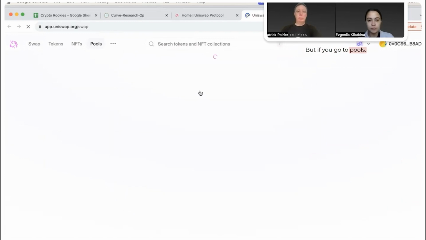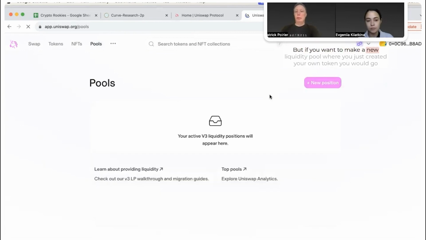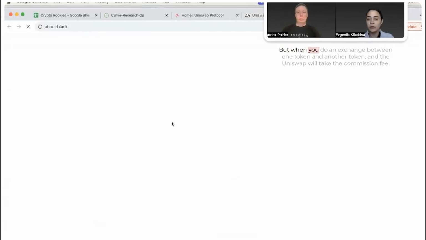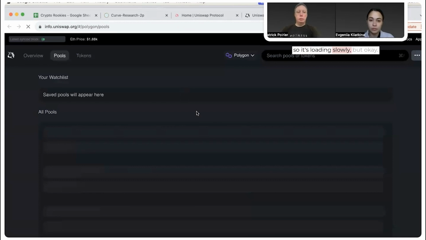But if you go to pools, that's where there are a lot of existing pools because projects have been listing their tokens there for a long time. If you want to make a new liquidity pool where you just created your own token, you would go to create a new position and add something there. But right now, I just want to show you existing pools. When you do an exchange between one token and another token, Uniswap will take a commission fee. Depending on who created the pool, they can decide if it's 0.3% or 1%, but that can be adjusted also. It's loading slowly, but okay.